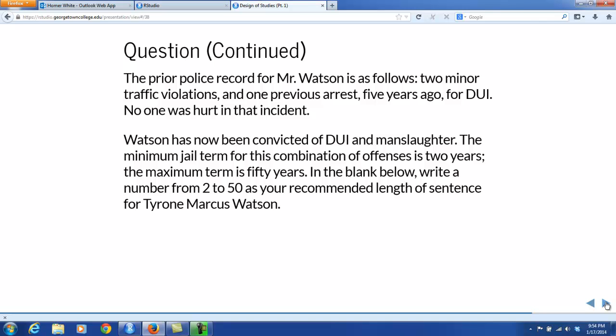Watson has now been convicted of DUI and manslaughter. The minimum jail term for this combination of offenses is 2 years. The maximum term is 50 years. In the blank below, students had a blank to fill in: write a number from 2 to 50 as your recommended length of sentence for Tyrone Marcus Watson. So that was the question on one of the survey forms that people filled out.